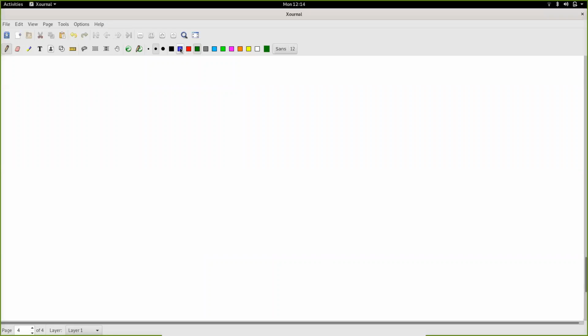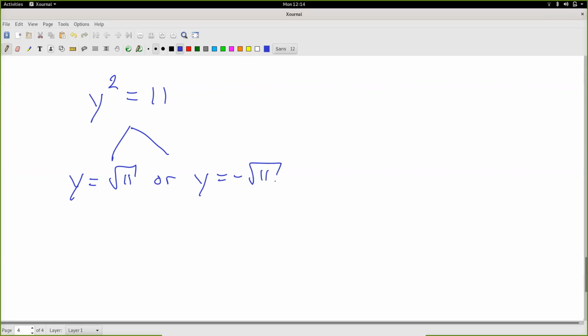Suppose I started with a problem that said y squared equals 11. In order to break this up, again, it's going to break into two problems because I'm starting with a square. And one of them is y equals the square root of 11. The other one would be y equals the opposite of that square root of 11. And I know that 3 squared is 9 and 4 squared is 16. So 11 is not a perfect square.